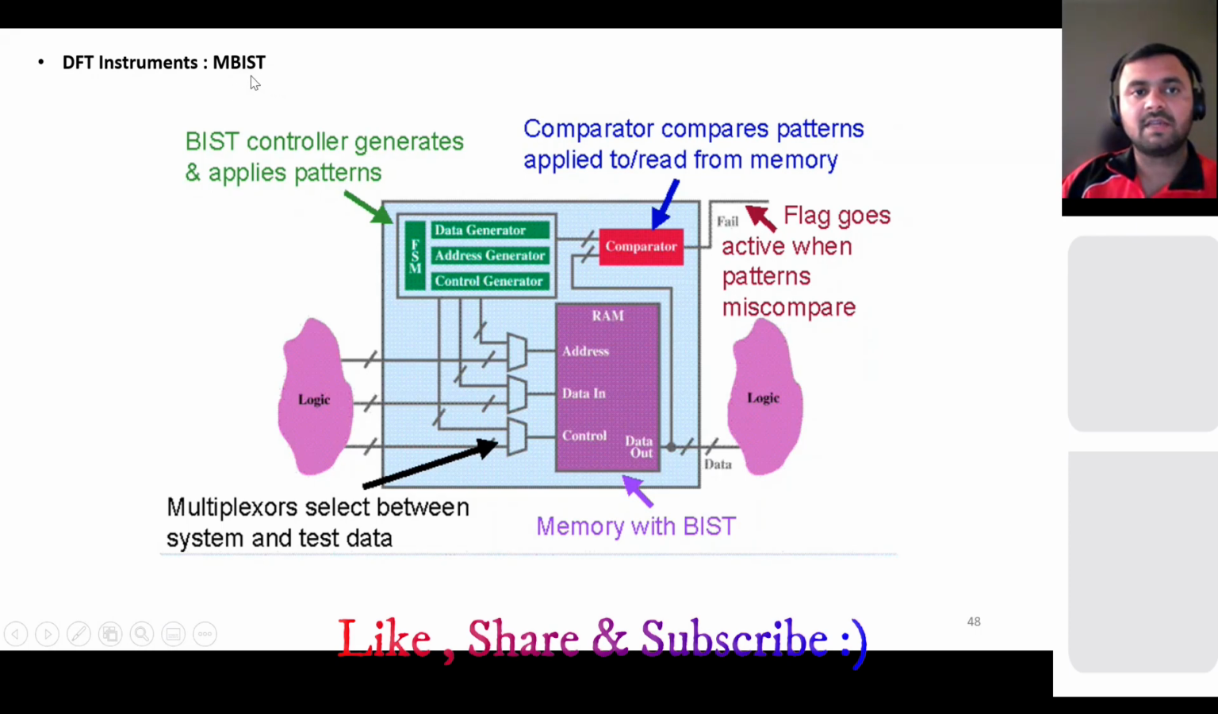There are various faults involved in this memory. Suppose your address decoder is stuck at 0 or connected to VDD or VSS. Then that address you cannot test. Or suppose there are coupling faults, where based on one address, another address gets some fault, or there is a short or open between them. So you cannot test it. Based on this mechanism, you can easily test that. So this is another DFT instrument called MBIST, or another logic which we call MBIST, to test the memory.